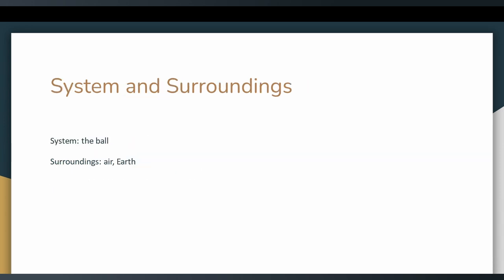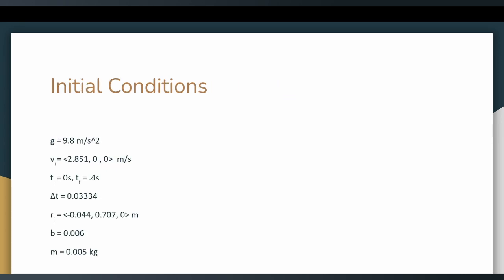So the system is the ball, of course. The surroundings are the air, the earth, and the table. The earth creates the gravity force, and the air creates drag. And here are our initial conditions that we measured from the video using Tracker.